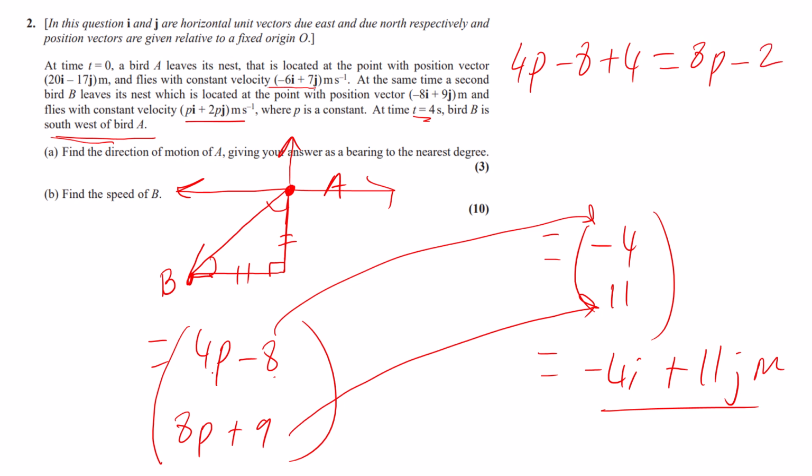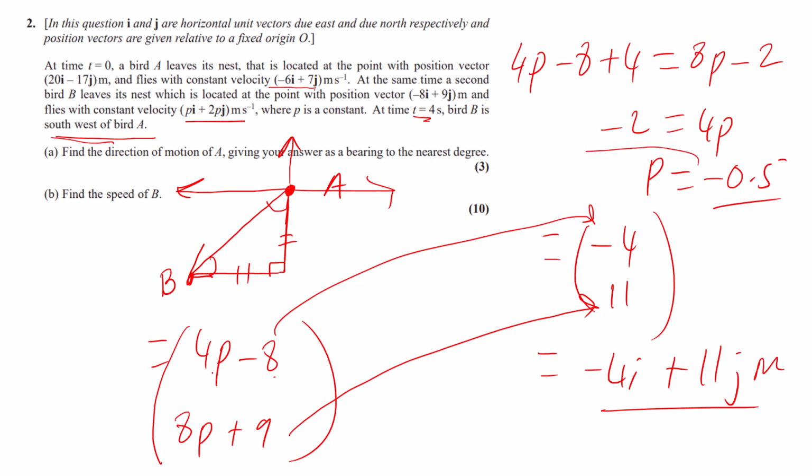If you take 4p to the other side, that's going to be 4p minus 8 plus 4 is minus 4, and then minus 4 plus 2 is minus 2. That means that p is negative a half, negative 0.5. Okay, that's what p is.